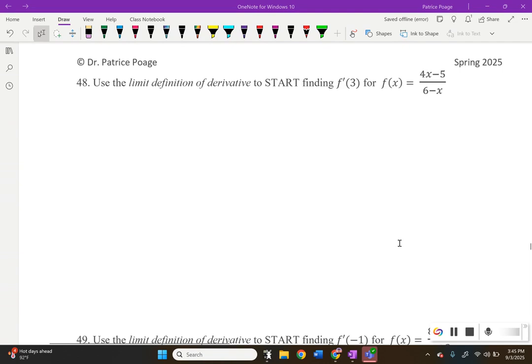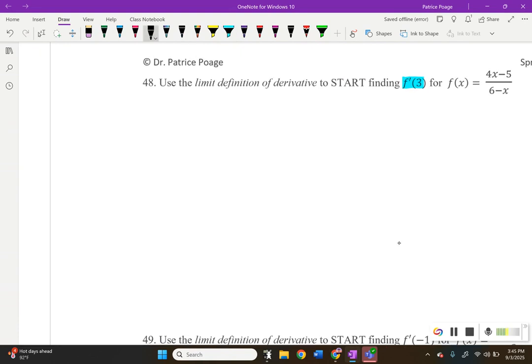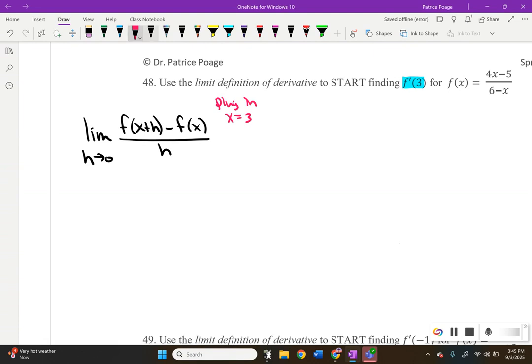Okay, number 48. Use the limit definition of derivative to start finding f prime of 3. So I'm going to write the limit definition of derivative: the limit as h goes to 0 of f of x plus h minus f of x over h. And since it says an x value, I'm going to plug in x equals 3. So I'll have the limit as h goes to 0 of f of 3 plus h minus f of 3 over h.